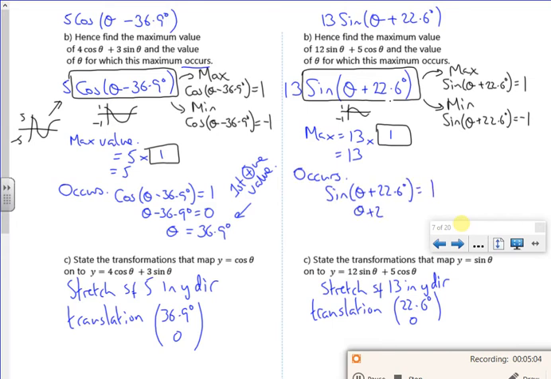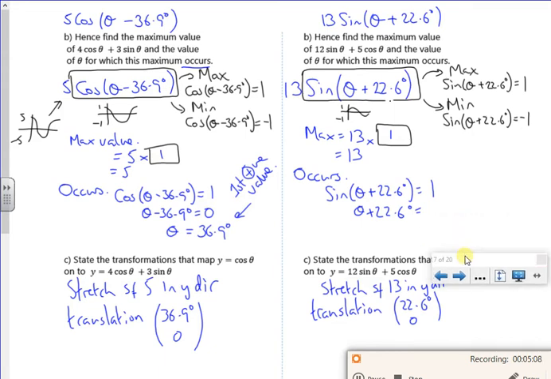And that occurs when sine of theta plus 22.6 degrees is equal to 1. So theta plus 22.6 degrees is, for sine graphs, that's 90, isn't it? So I'm going to take off 22.6 degrees, which is 67.4, I reckon. Yeah. Just check the answer on the back, 67.4. This is, like I said, this is tricky.